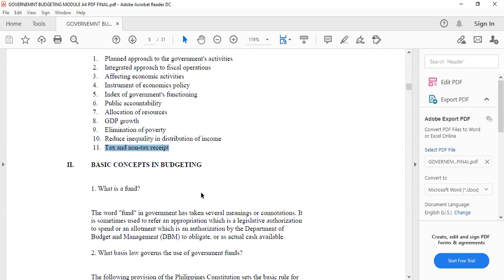Now, we go to the basic concept of budgeting. What is fund? It is defined.